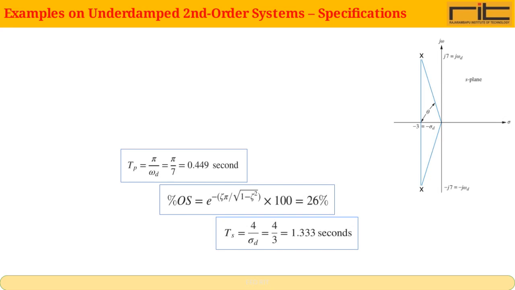Now, let's take a closer look at examples of underdamped second-order systems and their key specifications. Understanding these examples will help us see how the theoretical concepts apply to real-world scenarios. We'll focus on characteristics like overshoot, settling time, and damping ratio, which are crucial for predicting system behavior.